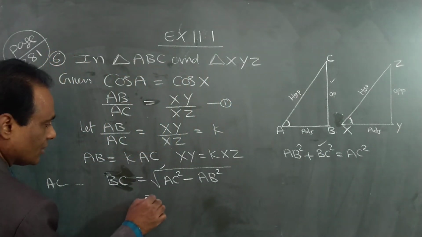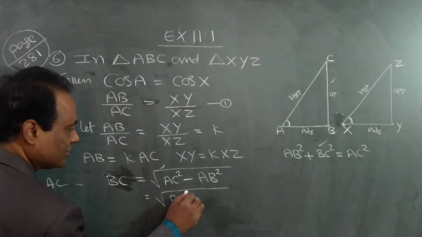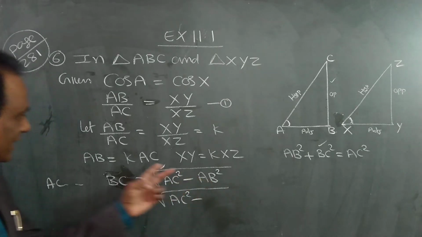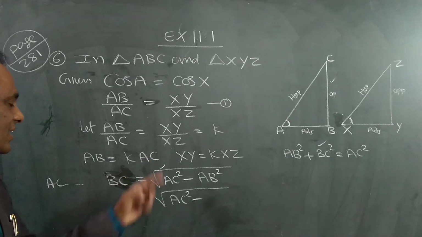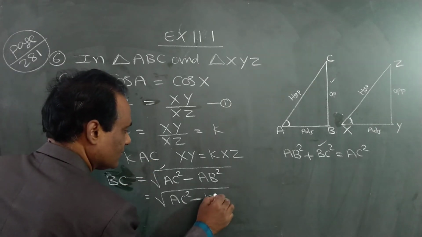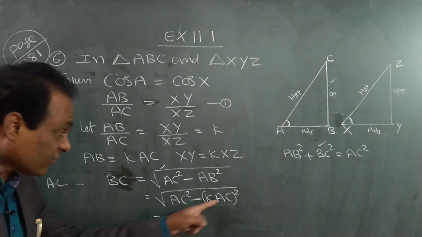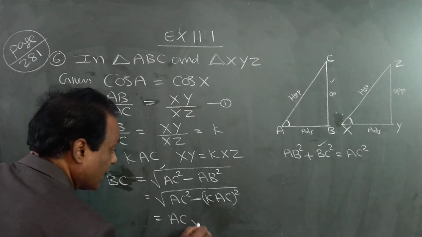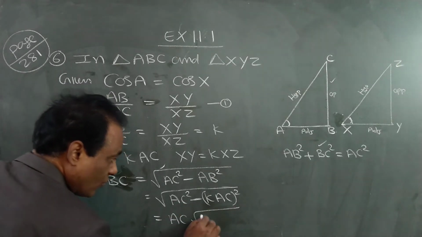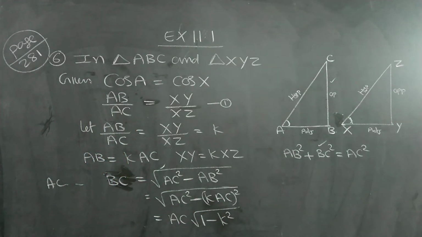Now, see. AC square, in place of AB, I will write K into AC. AC square common, right side outside the root, square root cancels AC. If AC square is common, 1 remains minus K square remains. BC is equal to AC into root of 1 minus K square.